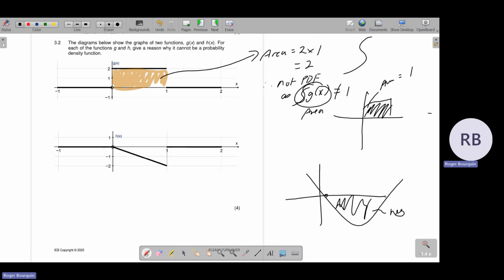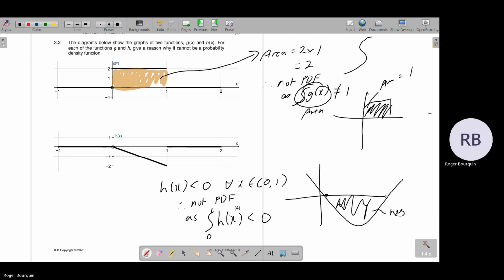Right. So what's the problem with the next one? It's below the x-axis. So it's below, so h of x is less than 0, for all x between 0 and 1. Therefore, not a probability function. If you want to write this, you can say the integral between 0 and 1 of h of x would be less than 0. Right, so the next one.